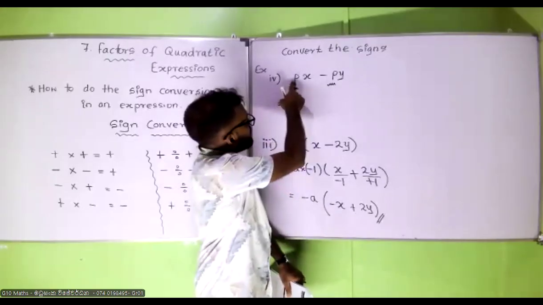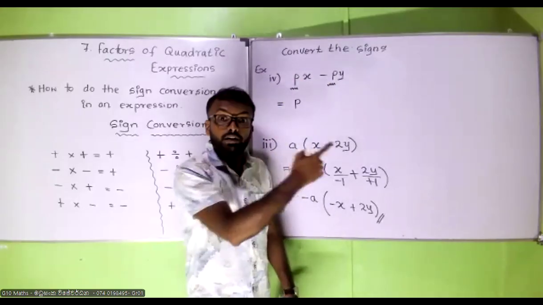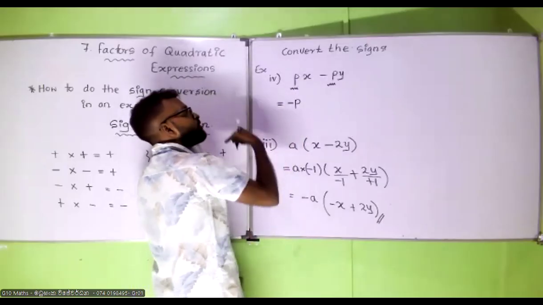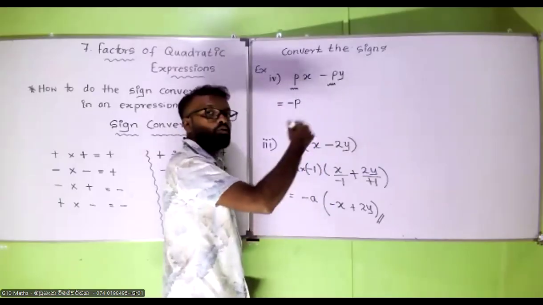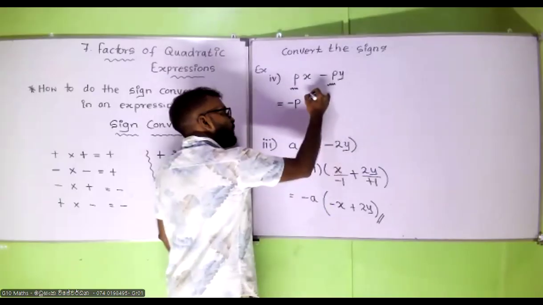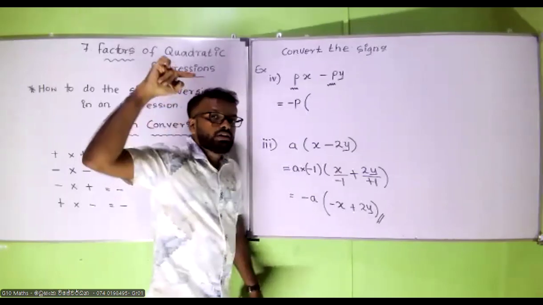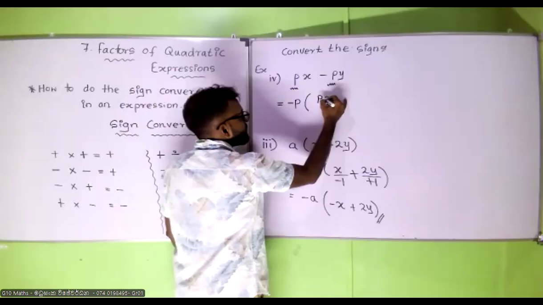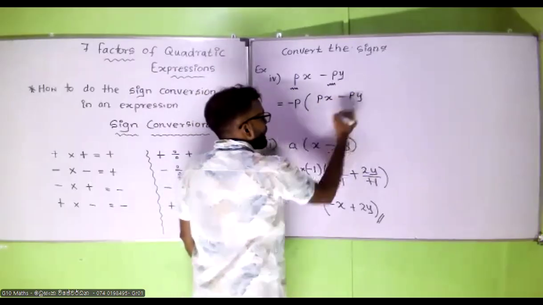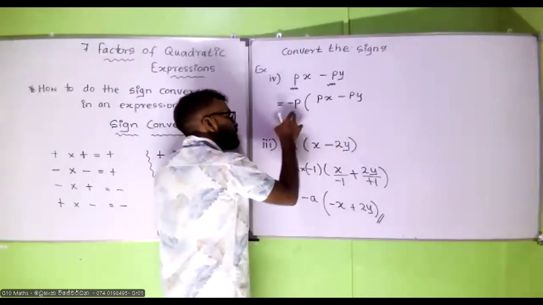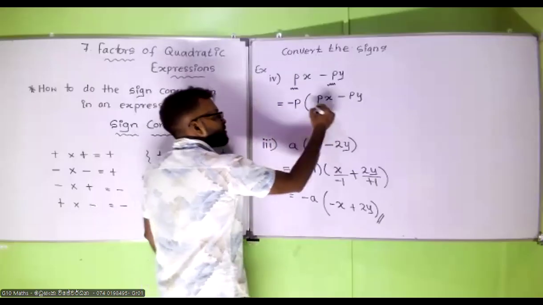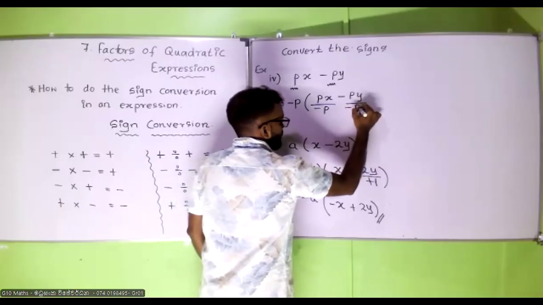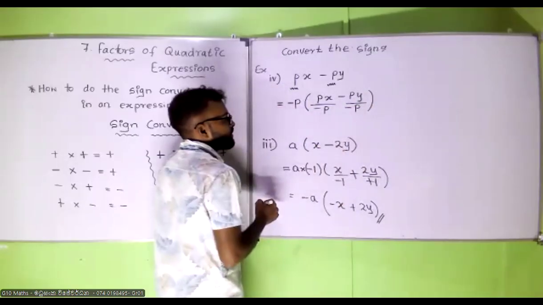If I want to convert the signs into the opposite signs, I need to take the negative sign out from both of them. So I have to take negative P out from here and from here so that I can do the sign conversion. So brackets. So I have Px minus Py. That means if you are taking negative P out, you are going to divide this term by negative P and this term by negative P as well.